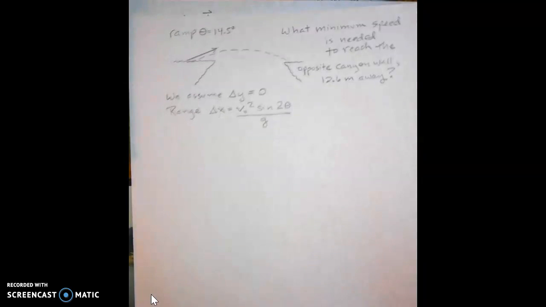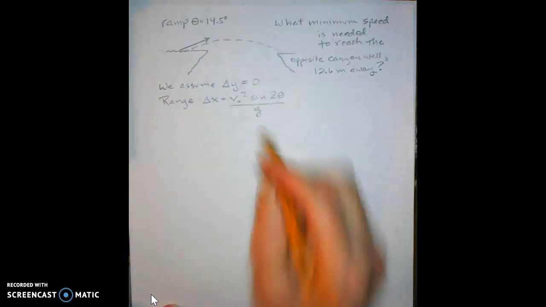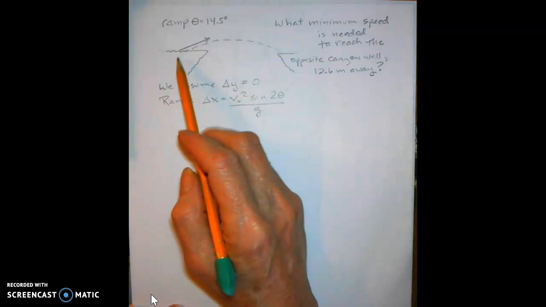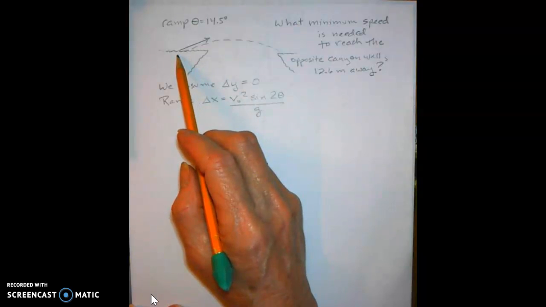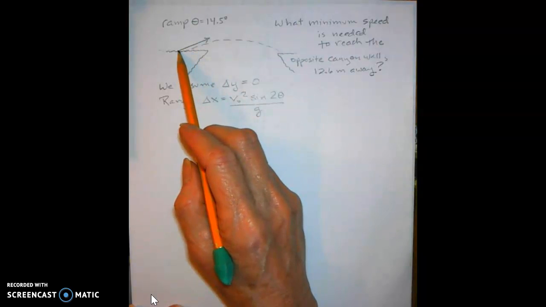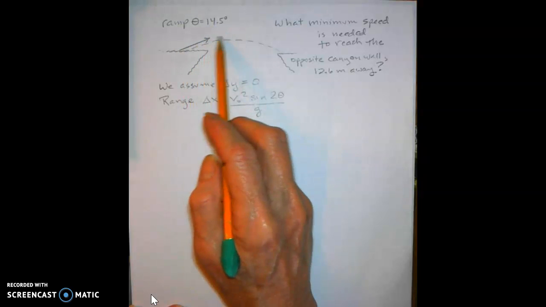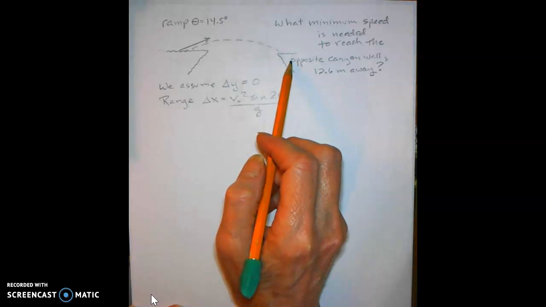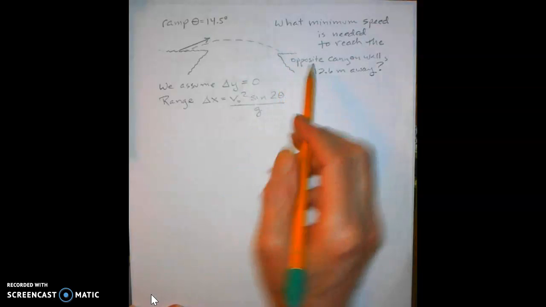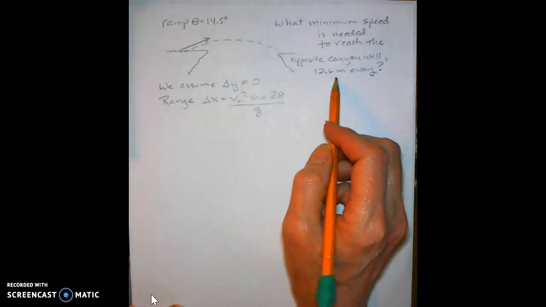A second problem I was asked to work has projectiles in it. This says a daredevil is going to launch a motorcycle from one canyon wall and take off on a ramp inclined at an angle that they give you. The daredevil is going to land on the other wall of the canyon. What minimum speed is needed to reach that opposite canyon wall? And they give you a distance for it.